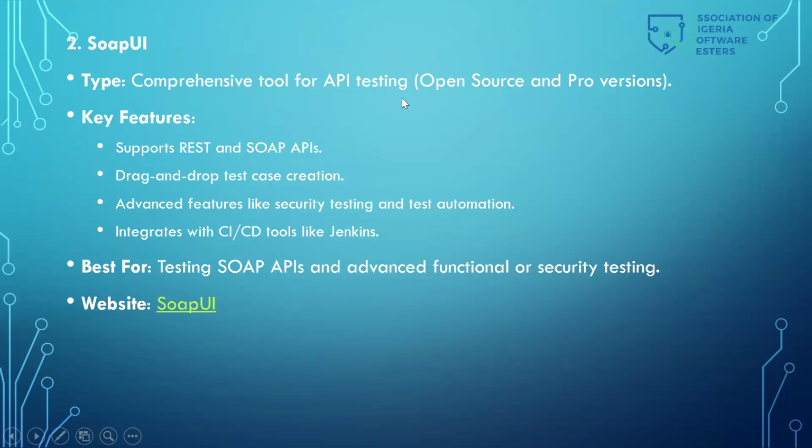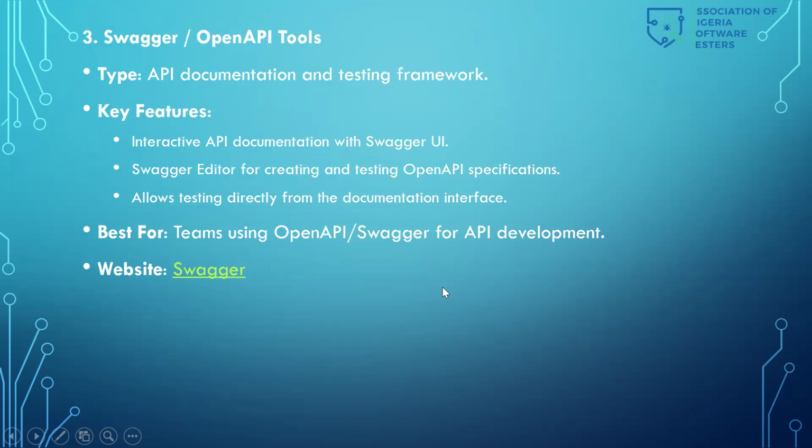SoapUI is another comprehensive tool for API testing. It's open source, and they also have the pro version, meaning the paid version. Key features: it supports REST and SOAP APIs, and you can drag and drop to create test cases. There are advanced features like security testing and test automation, meaning that if you are going into security testing, you can look into it. It also integrates with CI/CD tools like Jenkins. So this is best for testing SOAP APIs and advanced functional or security testing.